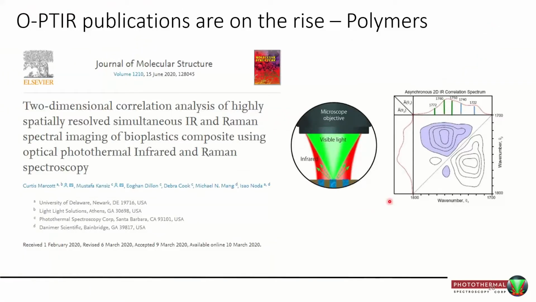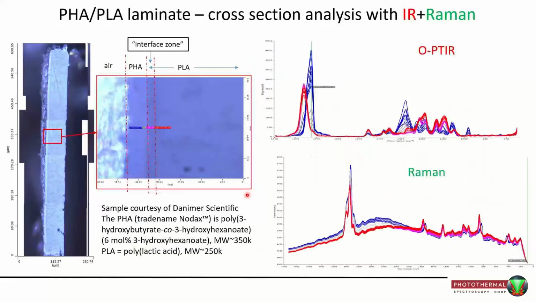So I've tried to find examples that have some analogy to cultural heritage, and so we published a paper almost 2 years ago now using infrared and Raman to look at a biodegradable polymer laminate, where on one side we had a PHA film that was laminated to a PLA film, and it was interesting to see what was happening at this interface. So we drew a line array, and we collected spectra at every 100 nanometer intervals, and this is a simultaneous Raman IR measurement. So these data sets were collected simultaneously in the one action.